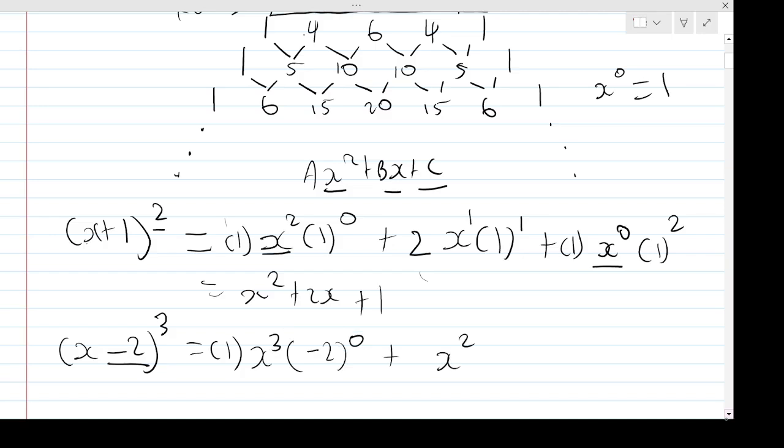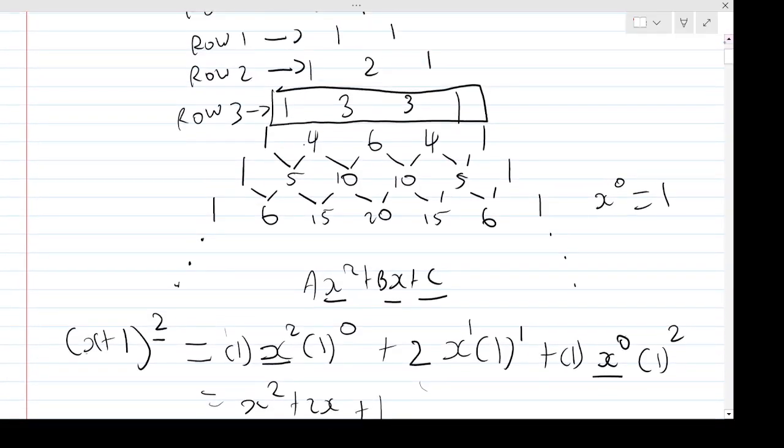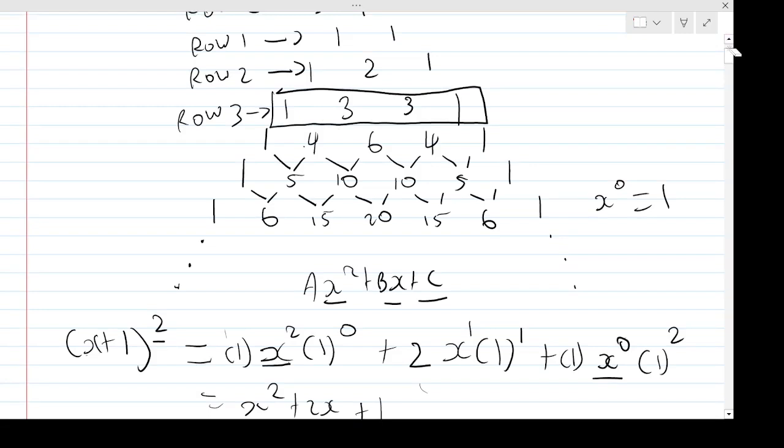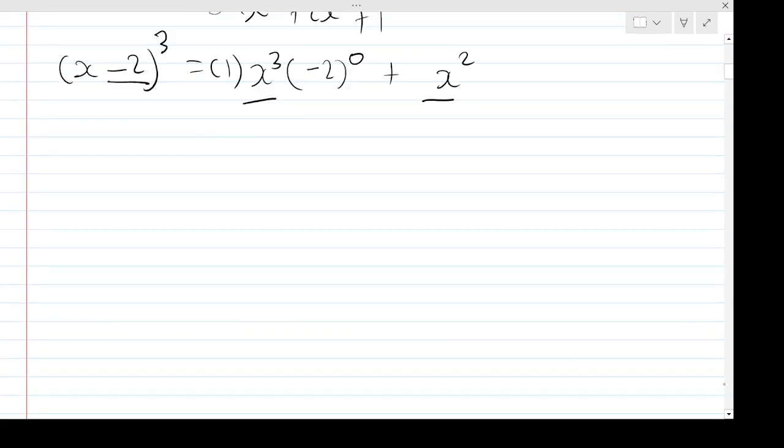Right, and then we've got the x squared term next. The idea is essentially we're going to go in descending powers of x. So we get x cubed, then we have x squared, then we're going to have x, and then we're just going to have no x, right? That's the idea. So that's x squared, the second term in our expansion. It's going to be the second number, which is a 3. So the coefficient this time is going to be 3x squared.